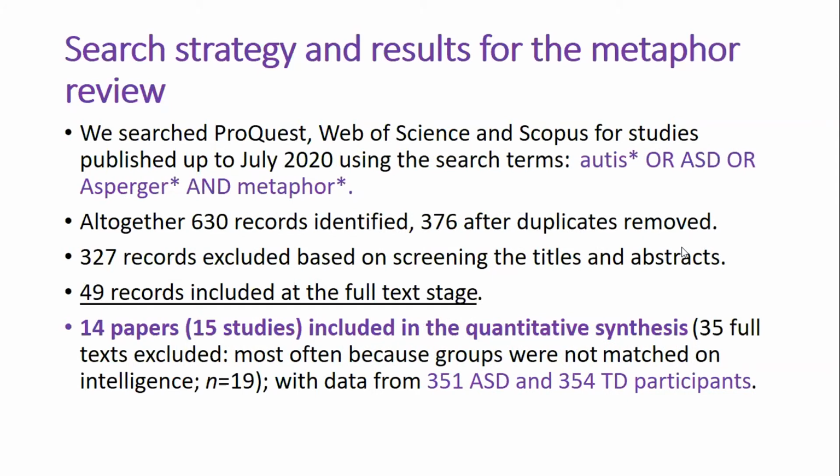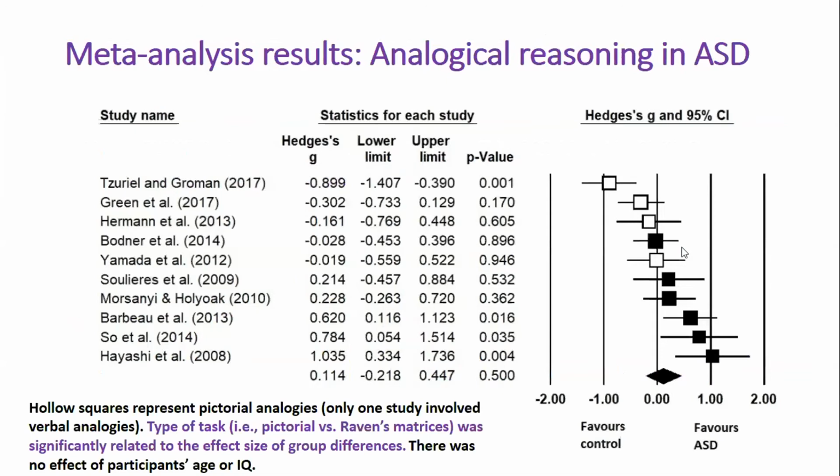And so we had quite a similar experience with the metaphor review. We identified a little bit fewer papers, 630 papers, 49 papers reached the full text stage, and then we could include 14 papers in the final quantitative synthesis, which again meant a bit more than 300 participants for both groups. Okay, so these are the results for the analogy meta-analysis.